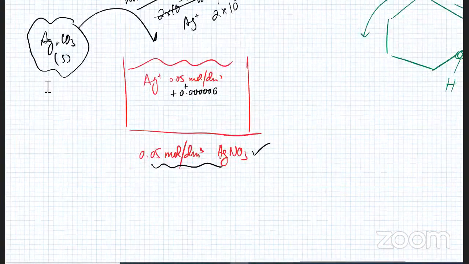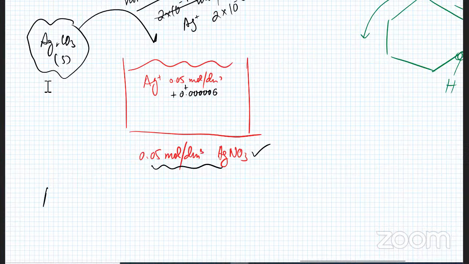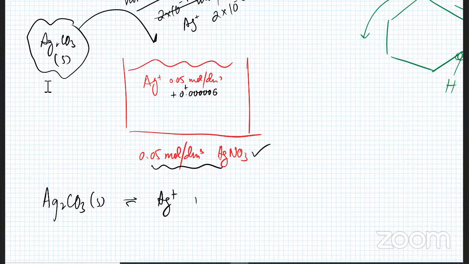So the point is, this is what you're going to do. Keep things simple in a common ion question. You're going to assume that most of the silver ions are actually already part of the solution. Any further silver ions that come when you dissolve the salt would be very few. So the approximation would be you're going to take it as 0.05 mole per dm cube. Is that point clear? Okay sir.